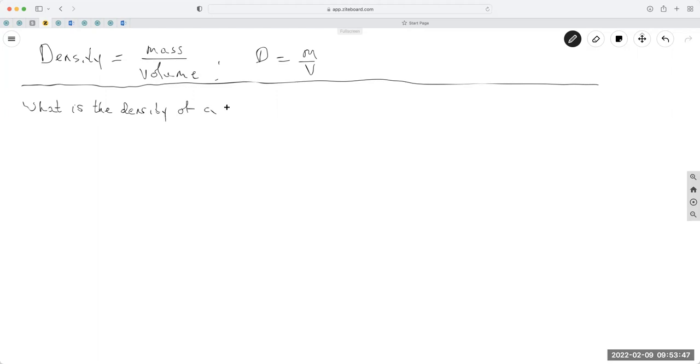Of a solid with a mass of 8.4163 grams, if it takes up 2.54 milliliters. All right, so this one's pretty straightforward.